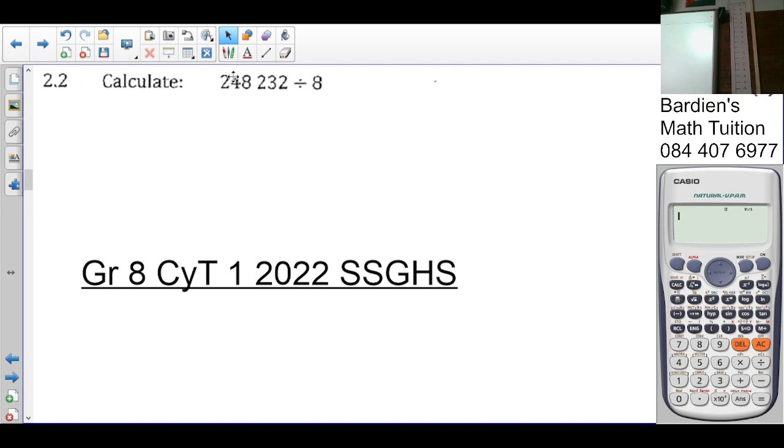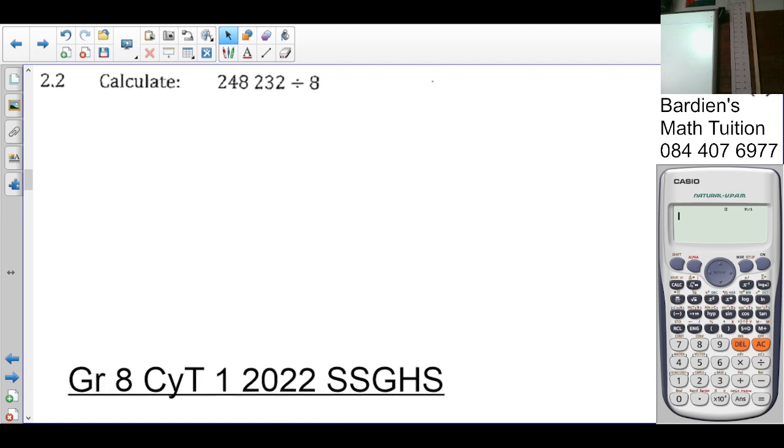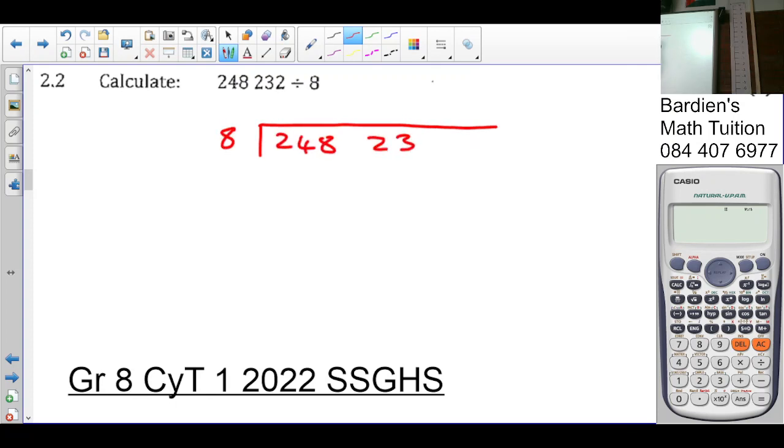Question 2, it says 2.2. Calculate, so I must do long division here, not so? It's either I do long division or short division. Okay, so it's 2, 4, 8, 2, 3, 2. So 8 can't go into 2, but into 24. 3 times 8 is 24. Correct? Subtract, carry down the 8. 8 goes into 8 once. 1 times 8 is 8. Minus. There's nothing. Carry down 0. Add 2. Yes. See a question?